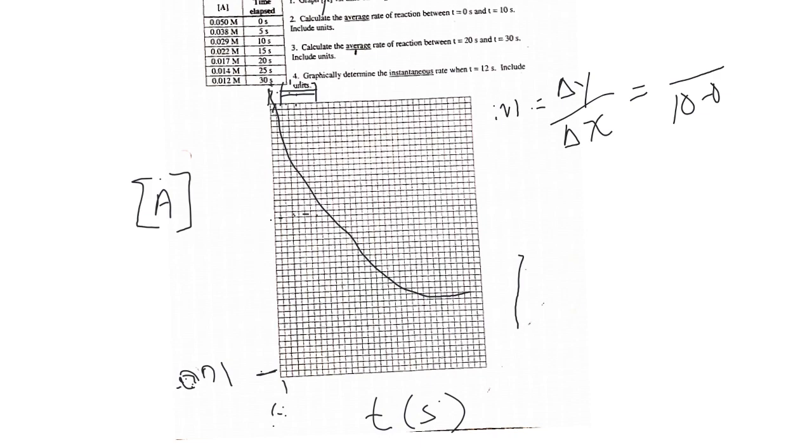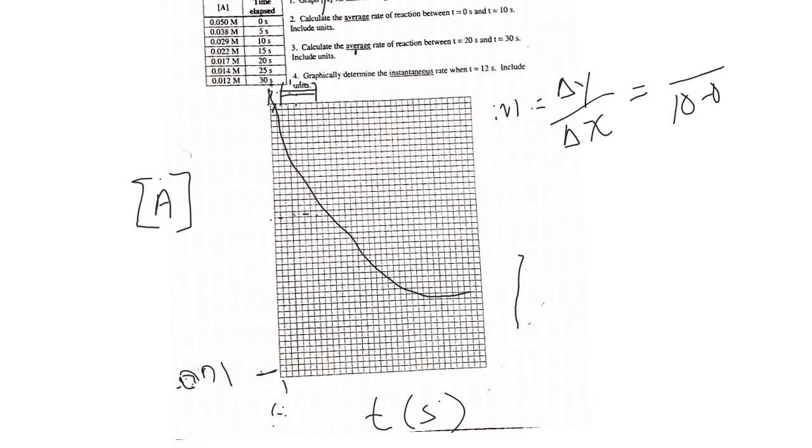For number 3, you'll do the same thing. However, we're doing it at 20 to 30 seconds. So we want to see what the rate is at 20 to 30 seconds. And our rate, if this is a reactant, should be going down because we're using it up.